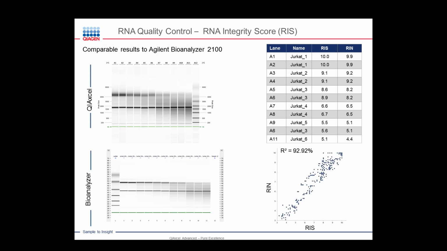The RIS and the RIN value numbers for the samples are listed here in the table, and you can see there's a good correlation between the values for the same samples, for either the QIAxcel or the Agilent, but also for the duplicates.